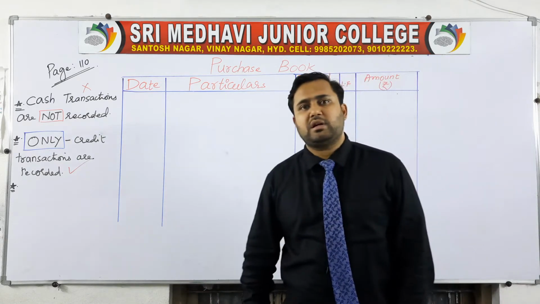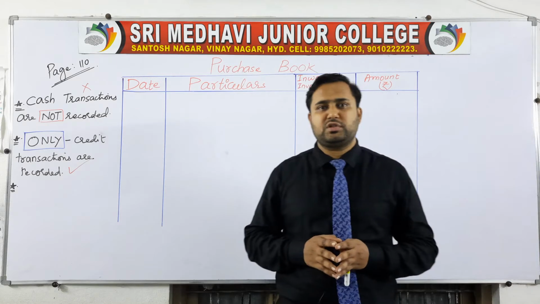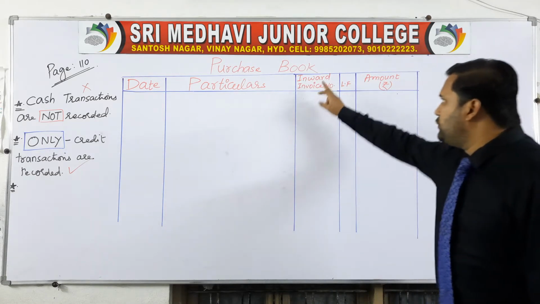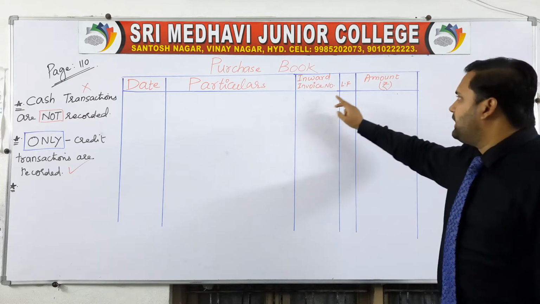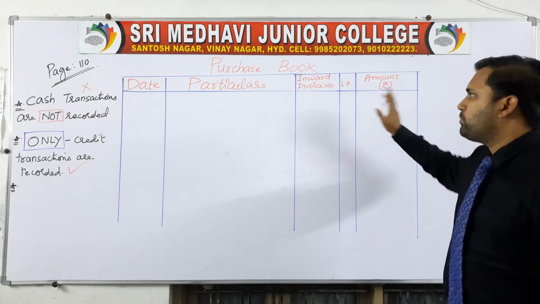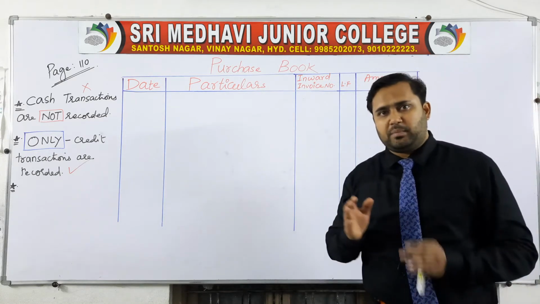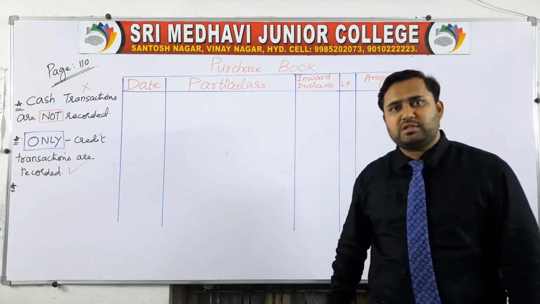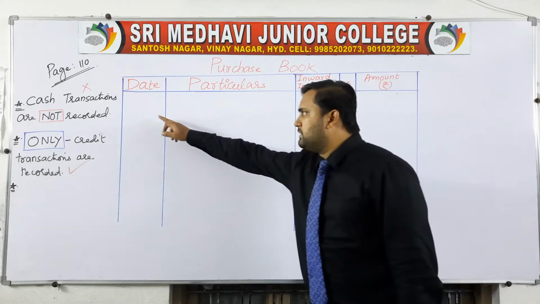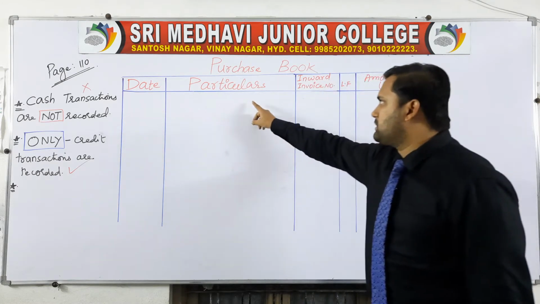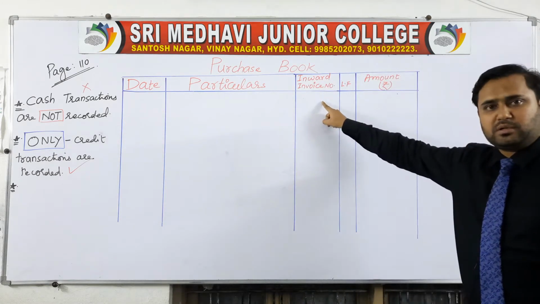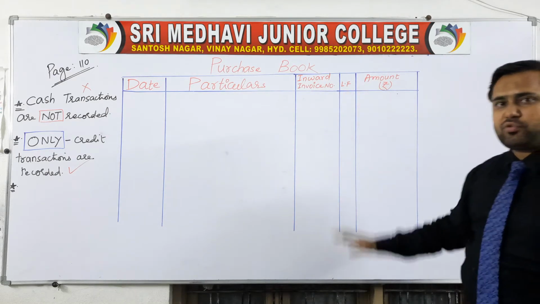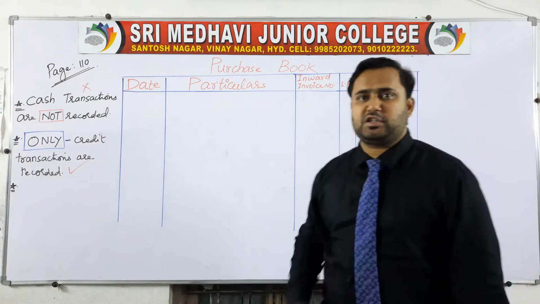A purchase book consists of 5 columns: date, particulars, inward invoice number, LF, amount in rupees. So, this is the pro forma for your purchase book.